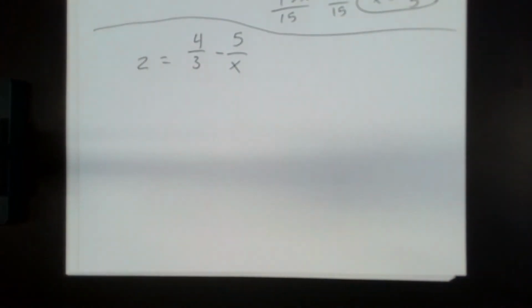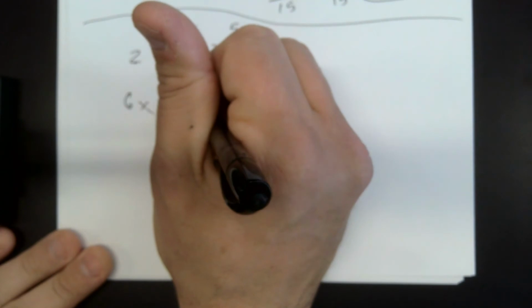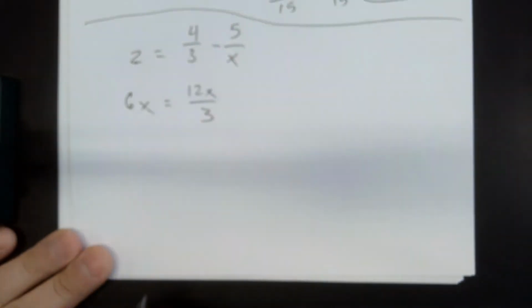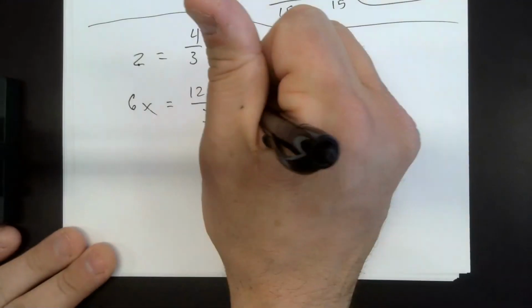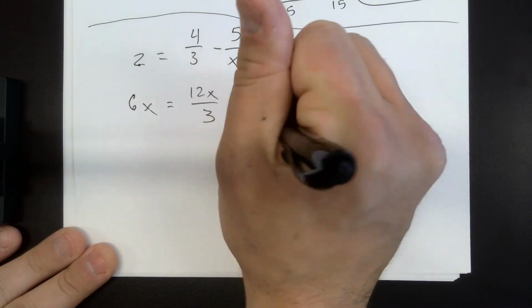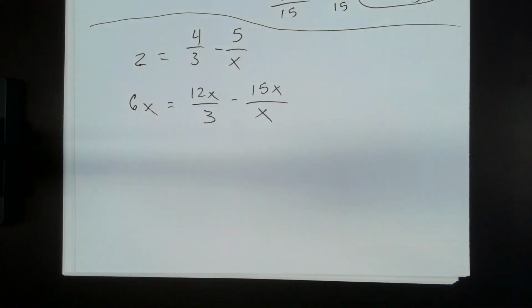Okay, what's our common denominator? 3x. Okay, so we're going to times all the tops by 3x. 2 times 3x, 6x, equals 3x times 4 is 12x over 3. 3x times 5 is negative 15x over x. So you just times in the denominator, the common denominator, by all the numerators.